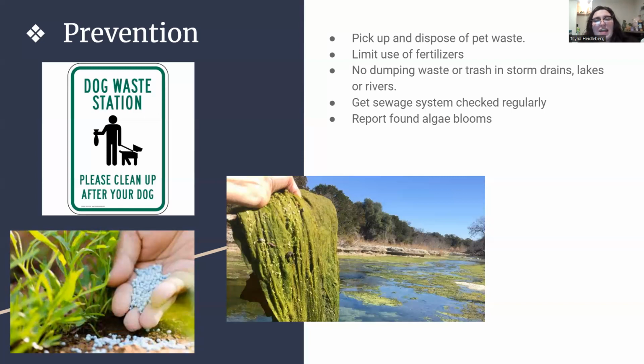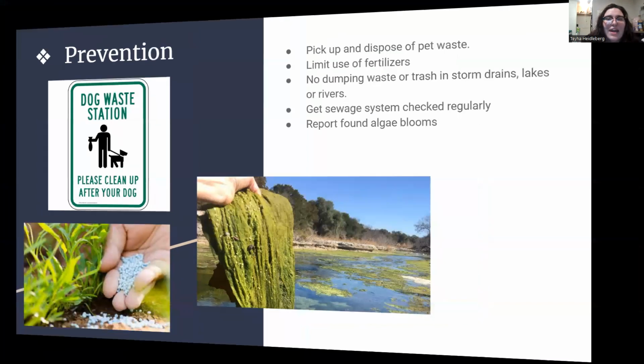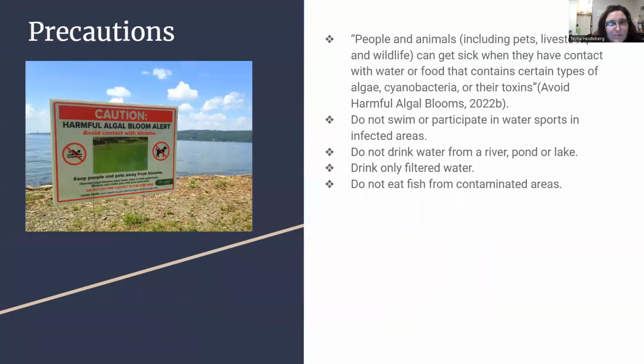And report any found algae blooms. So if you are by a river or a pond near you, a lake or anything, and you find them, report them. They might be harmful in some way. So just to get them tested. And then precautions for it.